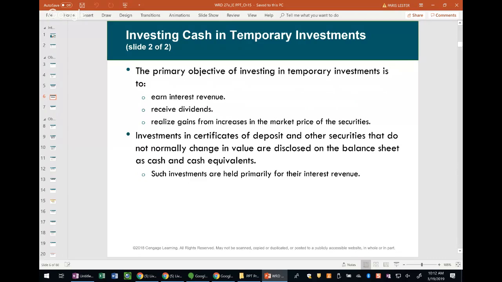All right, if we invest in temporary investments, we want to earn some interest. We want to earn some dividends. We want to realize gains when we sell our stock. We want the price to go up. Right?